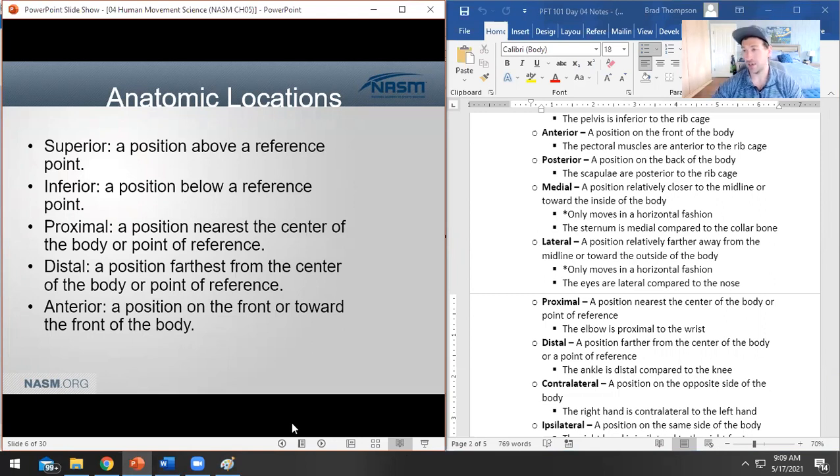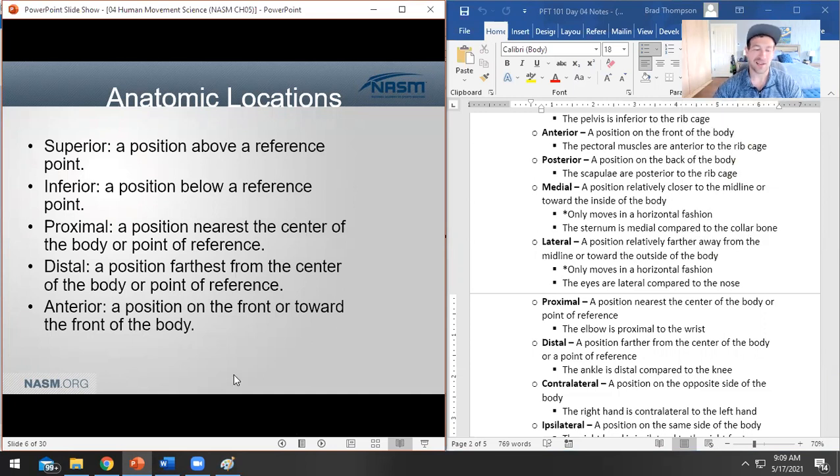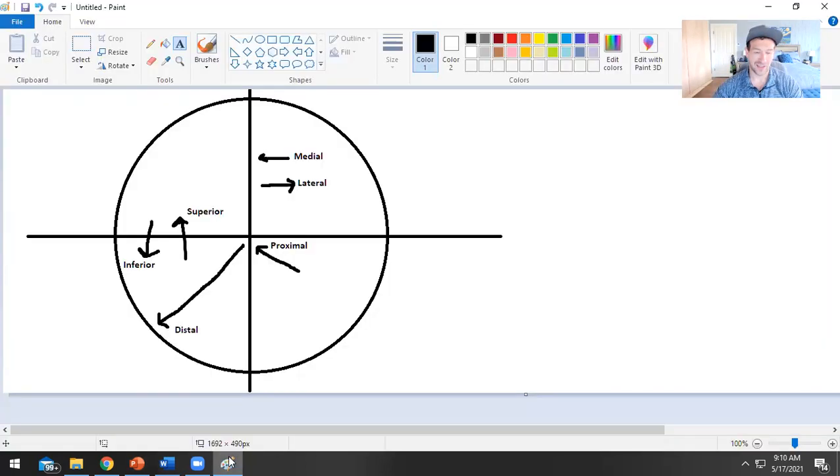Obviously in a two-dimensional circle, I can't draw anterior and posterior. Anterior is on the front, posterior is on the back.